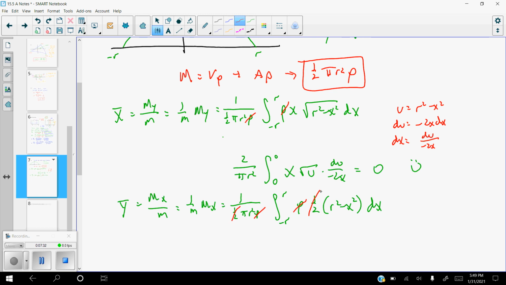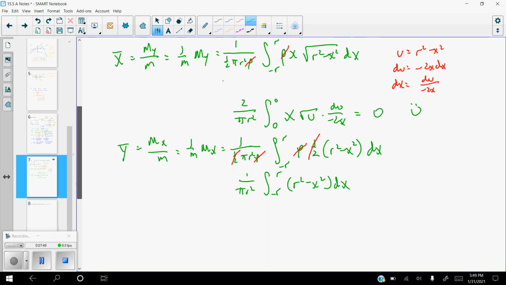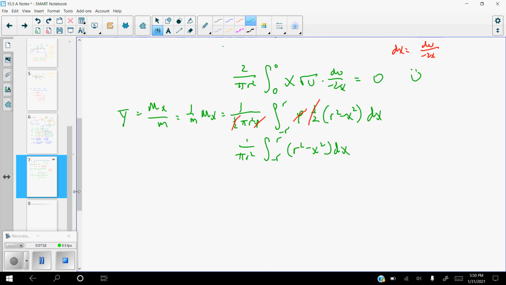It's kind of nice. So now I have to deal with 1 over pi r squared integral from negative r to r of r squared minus x squared dx. So this one's a much simpler antiderivative. Remember, we're doing this with respect to x. It'll be 1 over pi r squared, so it'll be x r squared minus 1/3 x cubed. And we'll evaluate from negative r to r.